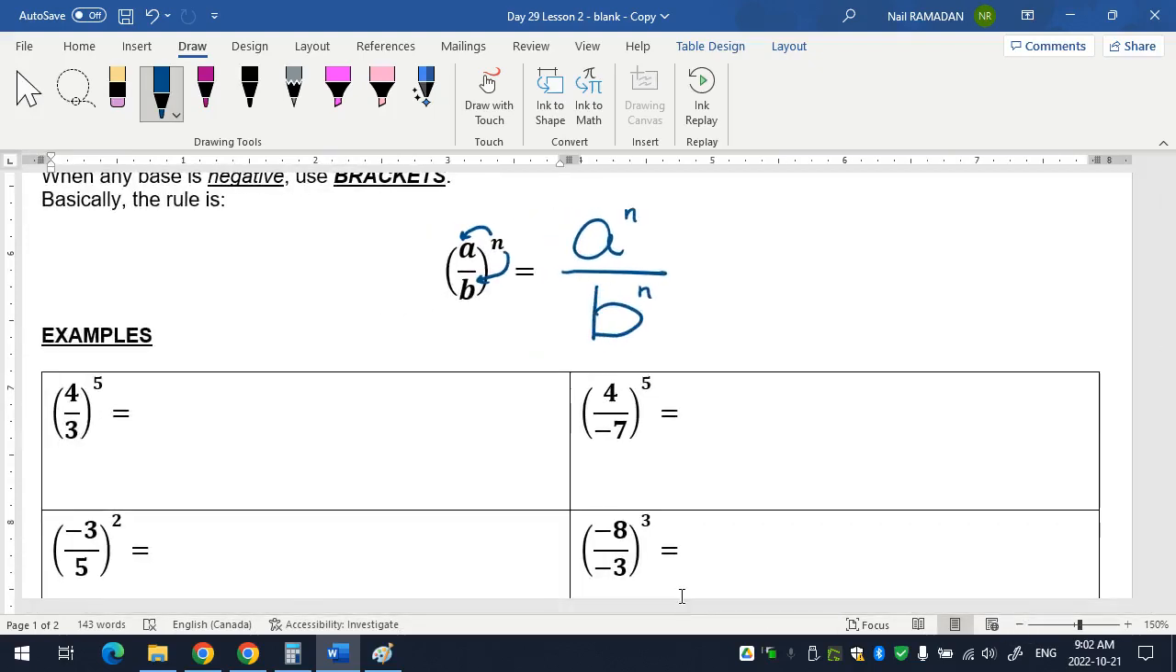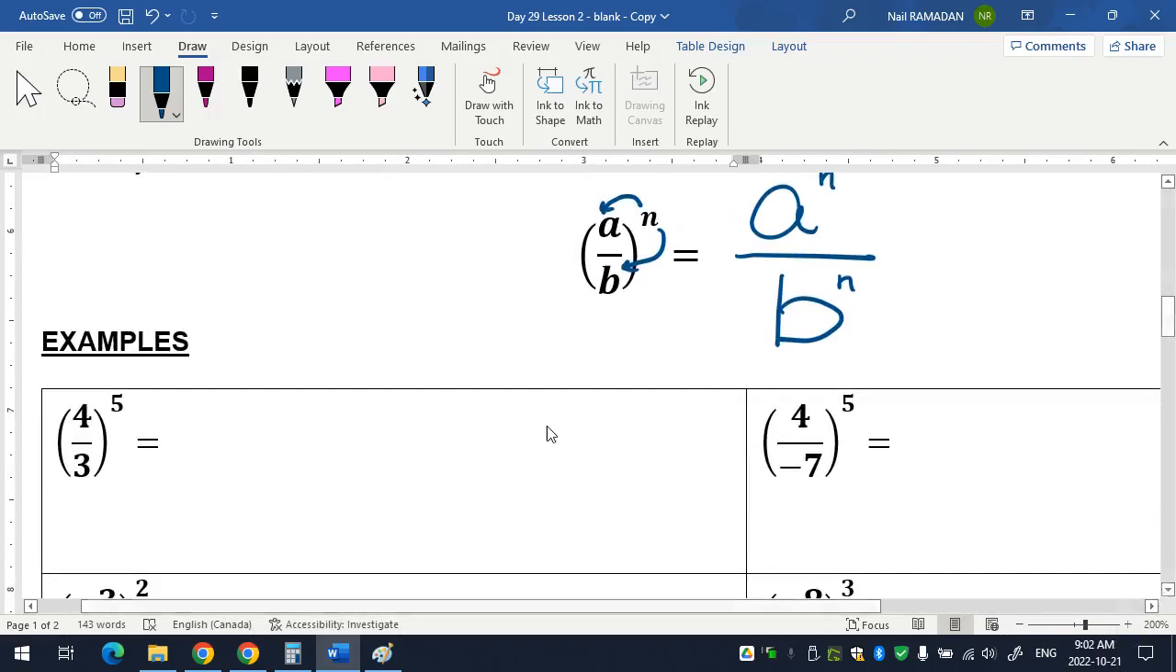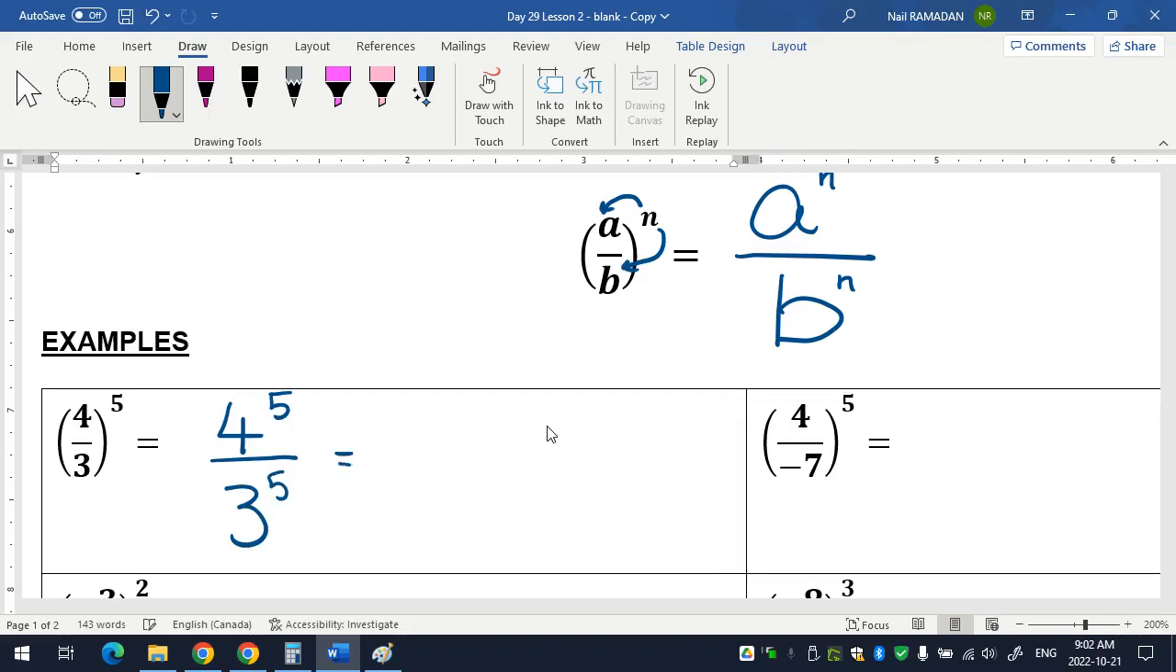Okay, great. Let's do all of them, which again, we did very similarly in the last couple of days. Okay, what's this one? This is 4 to the 5 over 3 to the 5. What's 4 to the 5? 1,024. 3 to the 5 is 243.